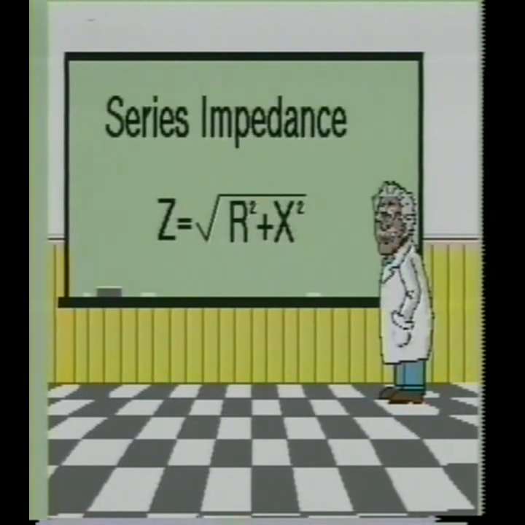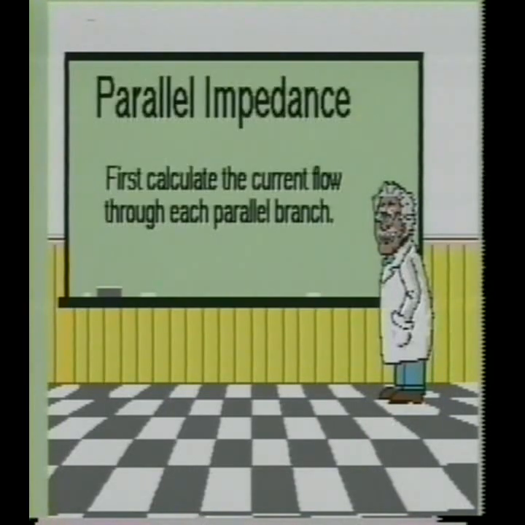Anytime you have a circuit which contains both reactance and resistance, the impedance of the circuit must be calculated. The impedance is the total resistance offered to the circuit's total current flow. To calculate the impedance of parallel connected components, you must first find the current flow through each parallel branch.